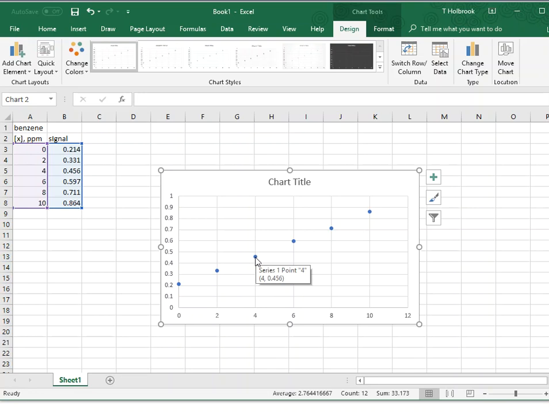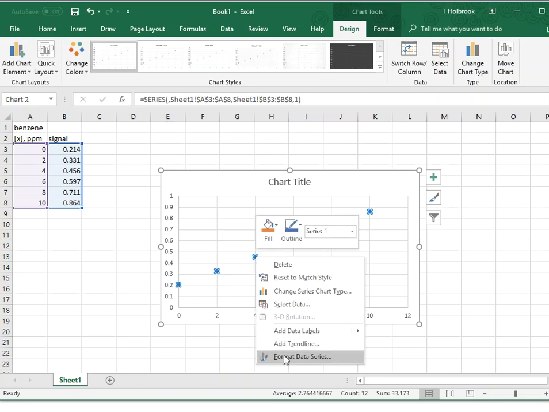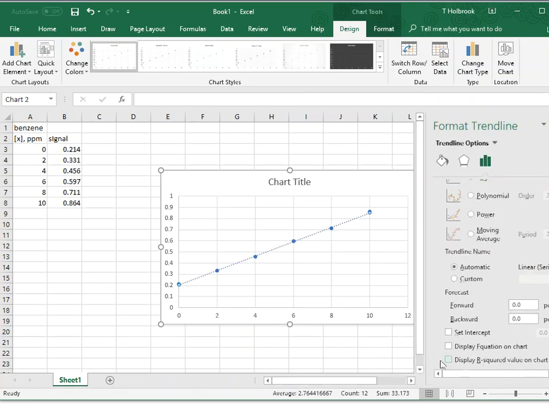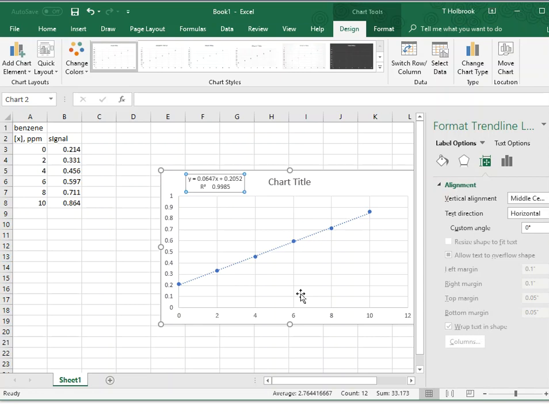Well, you do what you've always done. You click on the data. You right-click. You go to Add Trendline. You come down here to the bottom, and you hit Display the R-squared, Display the equation. None of that has changed. All of that is the same, just as with the calibration curve should.